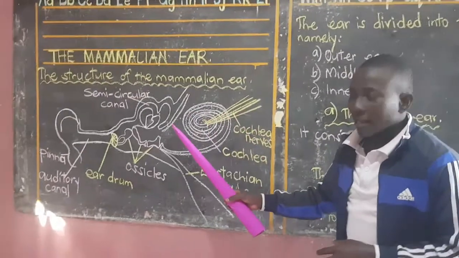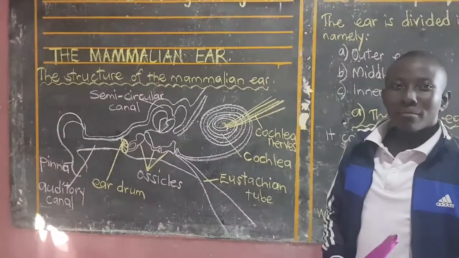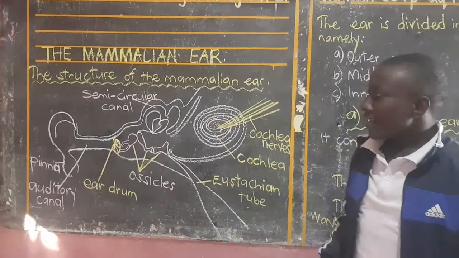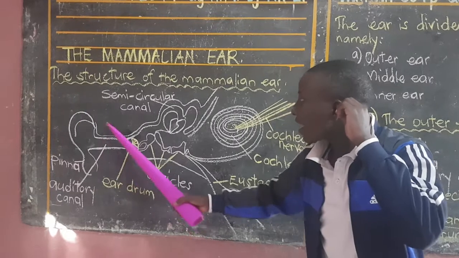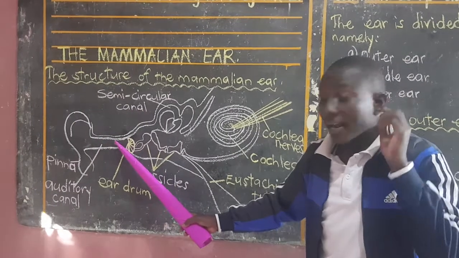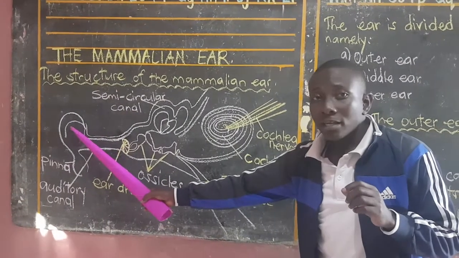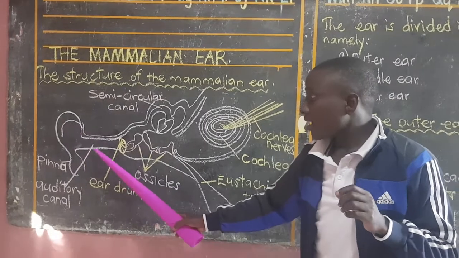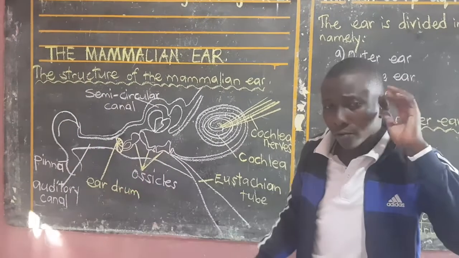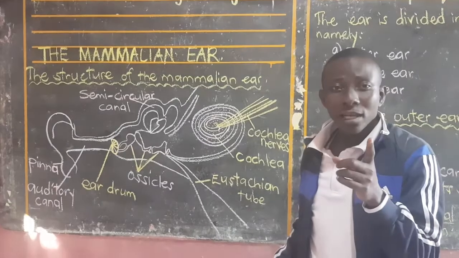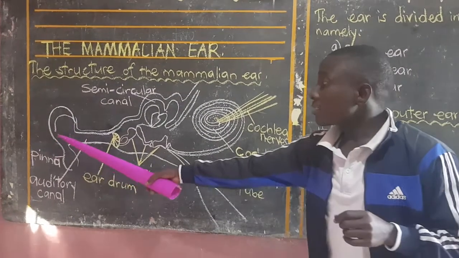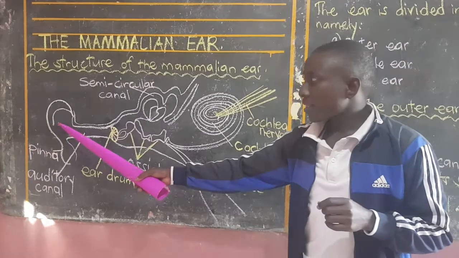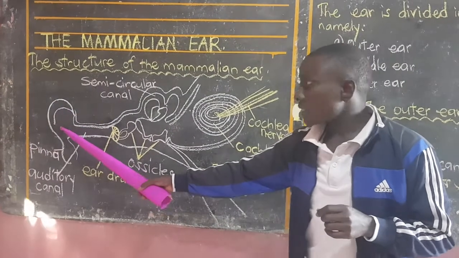Now we come back here. Which parts make up the outer ear? The outer ear is this pinna, this one outside here, and the auditory canal. The outer ear is made up of the pinna and the auditory canal. You looked at the pinna in P3. They always ask you the importance of the pinna, the function of the pinna. It collects sound waves. This pinna collects sound waves.